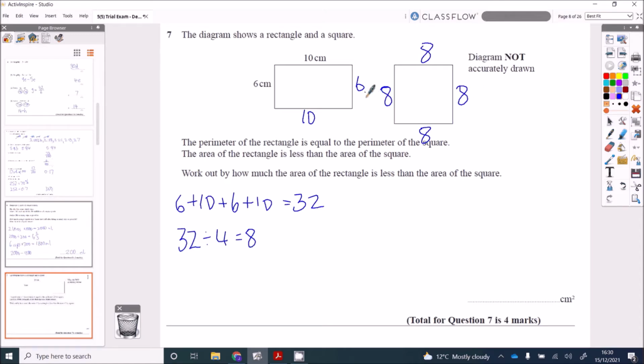10 add 6 add 10 add 6 is 32. Now the question's then actually asking us the area of the rectangle is less than the area of the square. Work out by how much the area is less. So we need to work out both the areas.